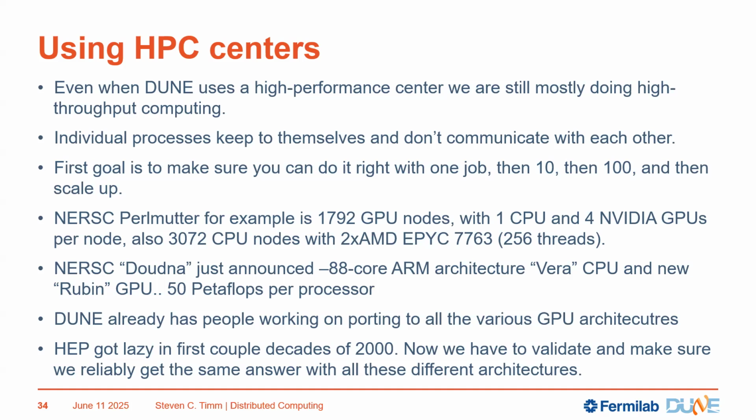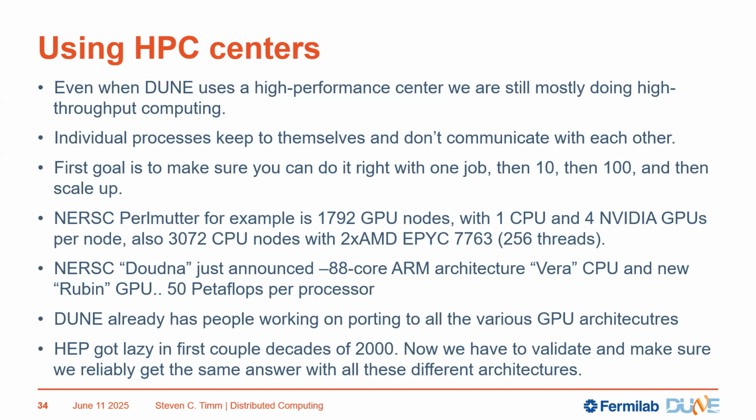There's Vera Rubin, which is the next generation we just announced, with an ARM architecture CPU and a new Rubin GPU, which is 50 petaflops per processor, which sounds... It took a long time for Fermilab to get to 1 petaflop on our whole site. So this is huge. DUNE has already got people working on porting to the various GPU architectures.